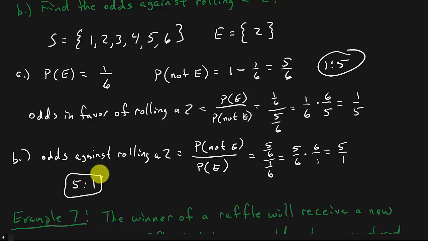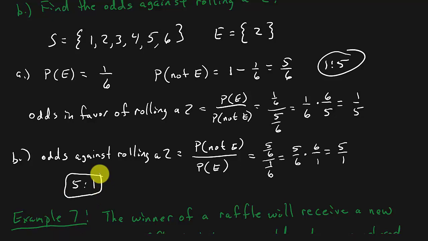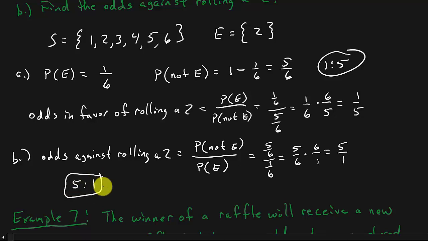So if you find the odds in favor, and then they ask you to find the odds against, you just switch them. Okay? That's all you're doing, is switching them.